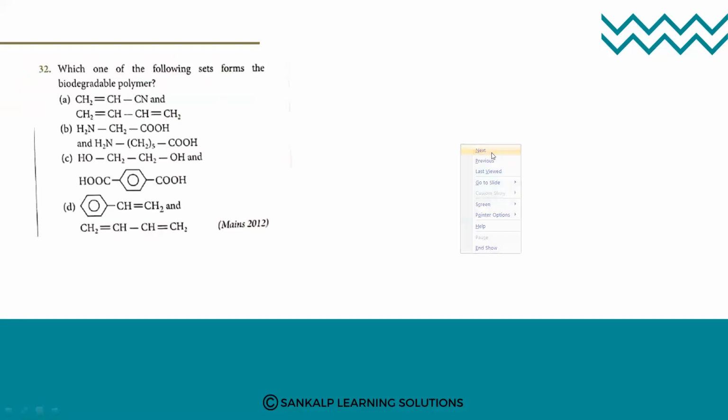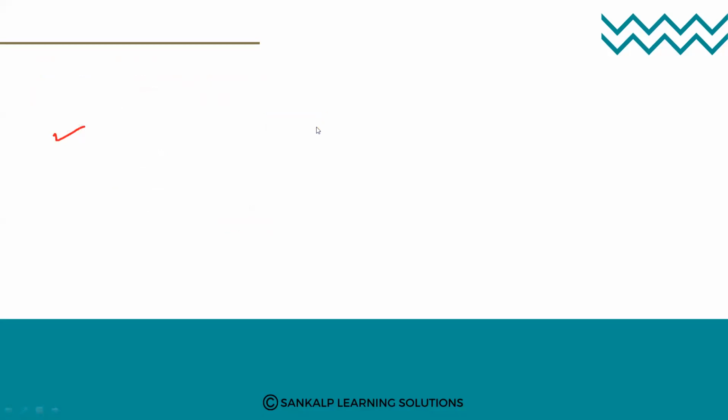Next question. Which one of the following sets forms a biodegradable polymer? It is nylon 2-nylon 6, which is an alternating polyamide polymer of glycine and aminocaproic acid, and it is biodegradable. So the set is made up of aminocaproic acid and glycine. So it is option number 2. So these are the structures.